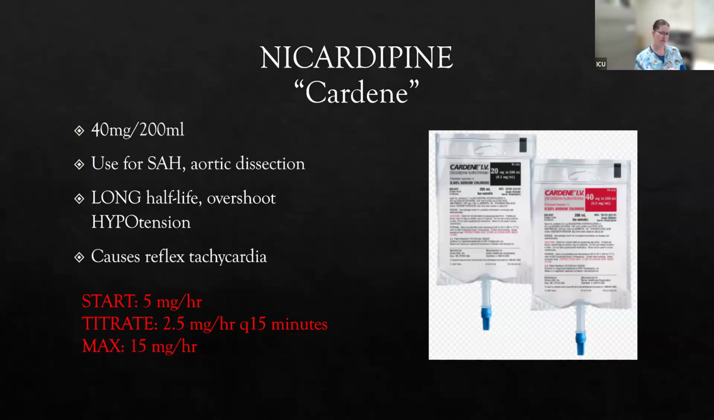It has a very long half-life, and it can cause a super low hypotension that takes a while to come back from. So you have to be very cautious with this drug. It can also cause a reflex tachycardia. We generally start it at 5 milligrams per hour, titrate 2.5 milligrams per hour every 15 minutes with a max of 15. So this drug, of course, ideally you would have an A-line, because then you would have a constant real time blood pressure. It just depends on your provider whether they're willing to give you an A-line or not, but I would definitely ask for one.